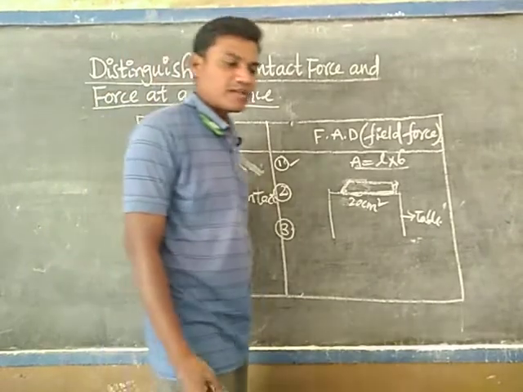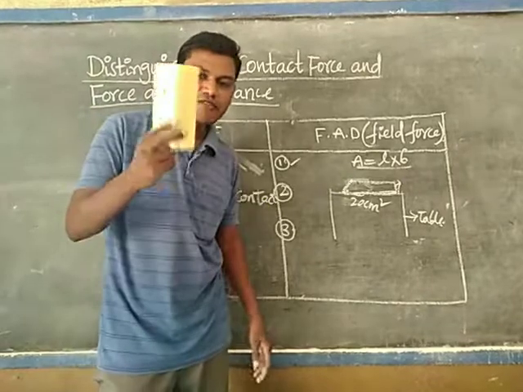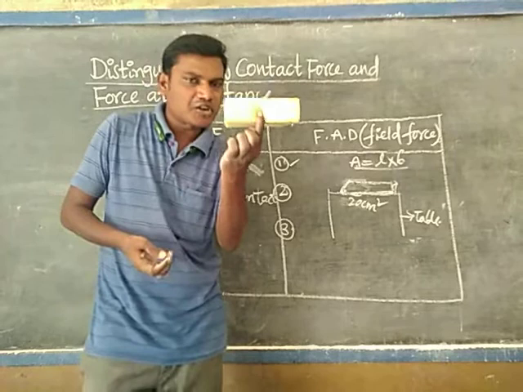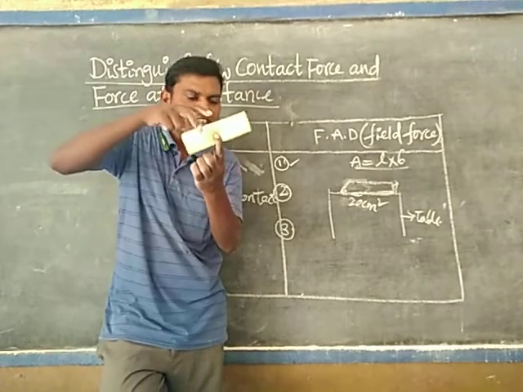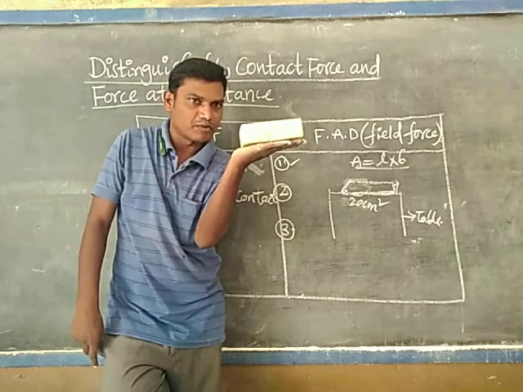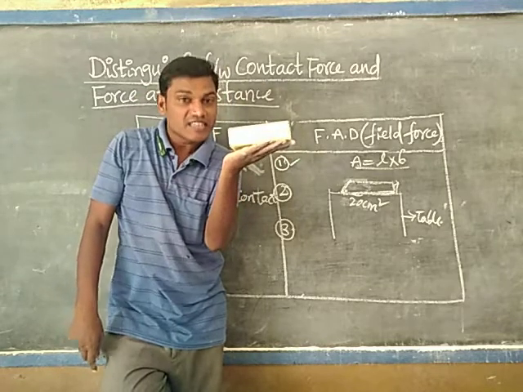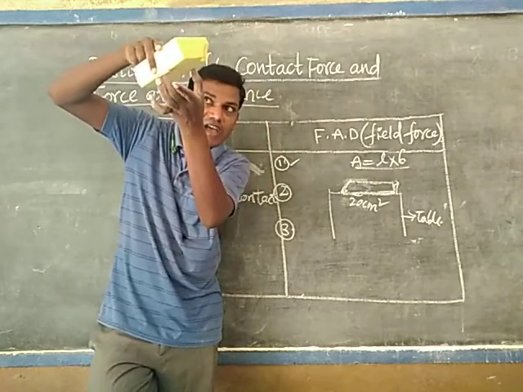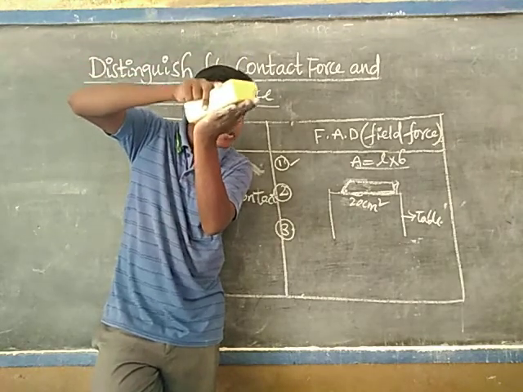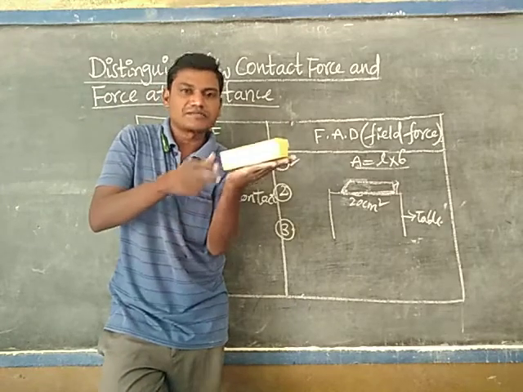And one more thing we are observing. Generally, the duster is in which shape? Rectangular shape. When the duster is placed horizontally on the surface of the table, it occupies more area on the table. That's why more surface area of the duster is in contact with the surface of the table. Due to that reason, a strong contact force is acting.